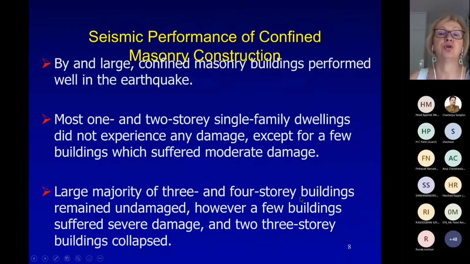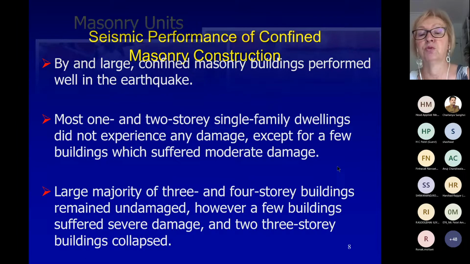So by and large, confined masonry buildings performed well in the earthquake of 2010. Most 1 and 2-story buildings did not experience almost any damage, except for a few buildings which suffered moderate damage. So there was no collapse among those buildings. And also a large majority of taller buildings, like G+2, G+3 buildings, remained undamaged. However, a few buildings suffered severe damage and 2 3-story buildings collapsed. Only 2 confined masonry buildings collapsed in this earthquake, and they were both 3-story buildings.